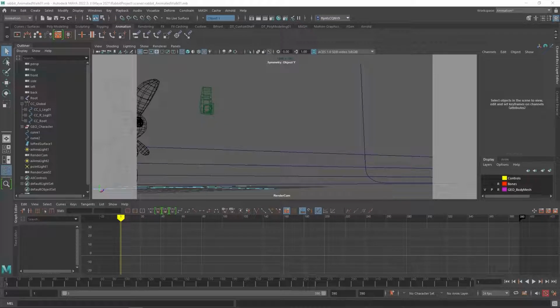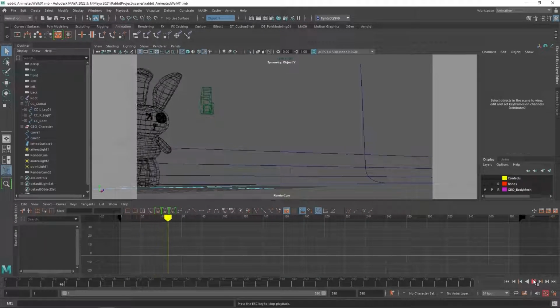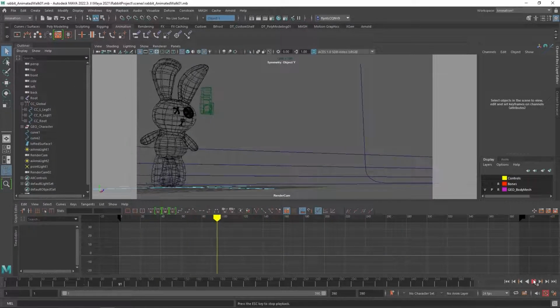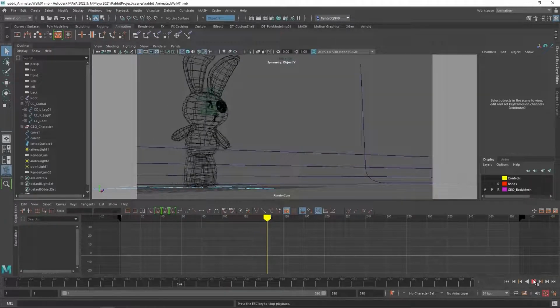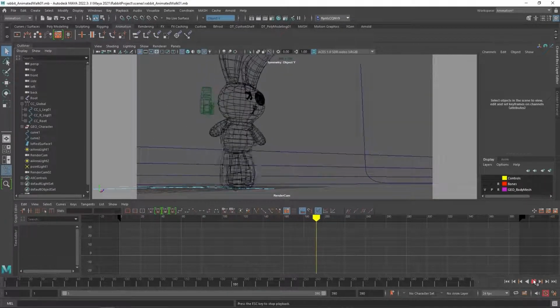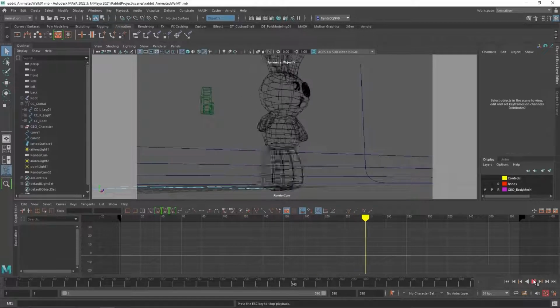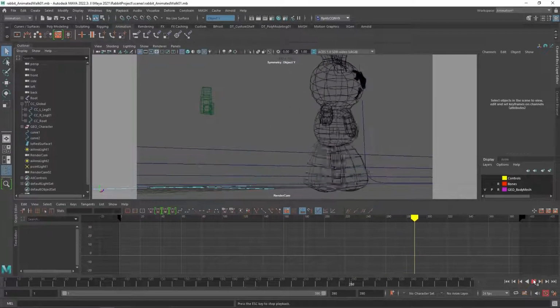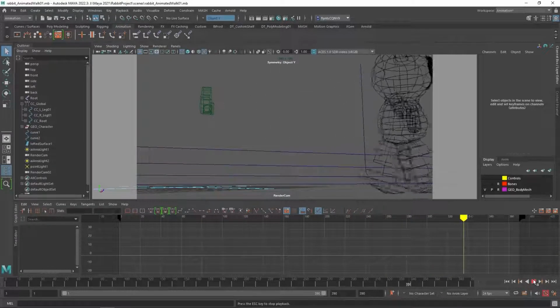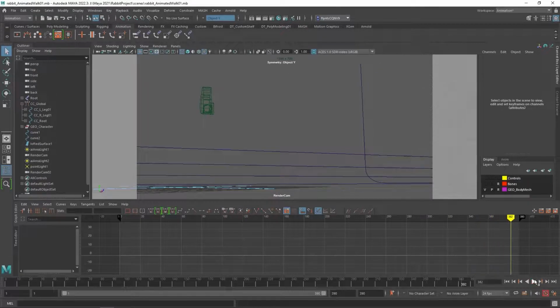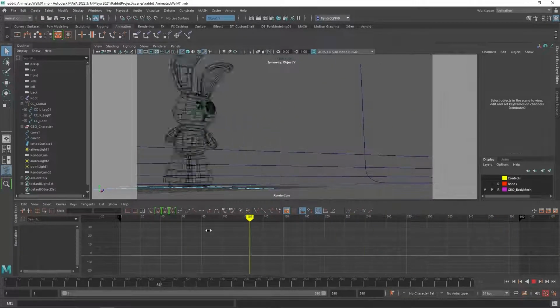So let's get started. I've opened up the animated walk here that I have, and I'm going to go ahead and play it. And you can see that the character walks across the screen, into the frame, and then out of the frame. Sort of walking across the stage, so to speak.